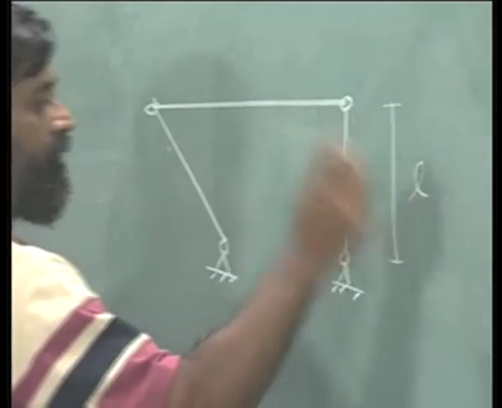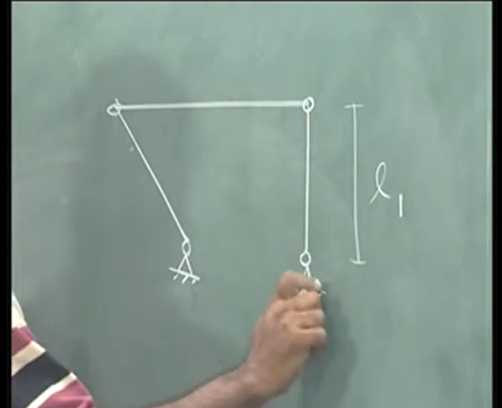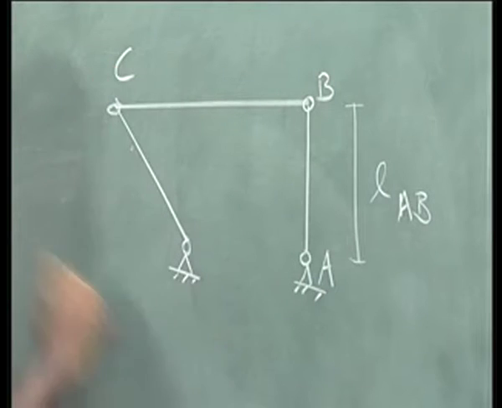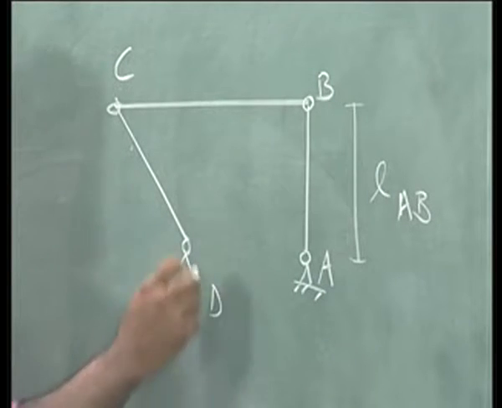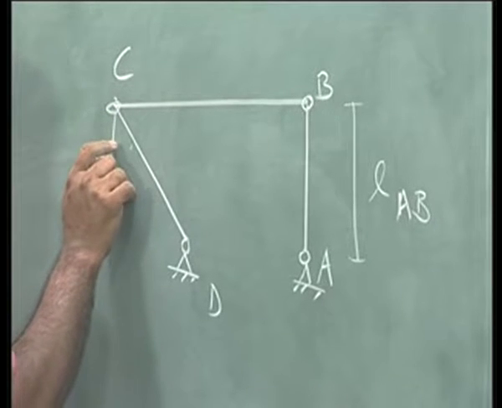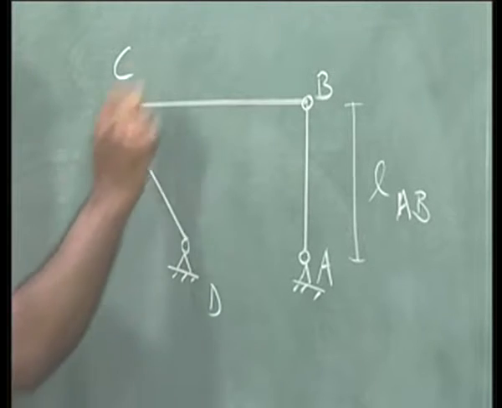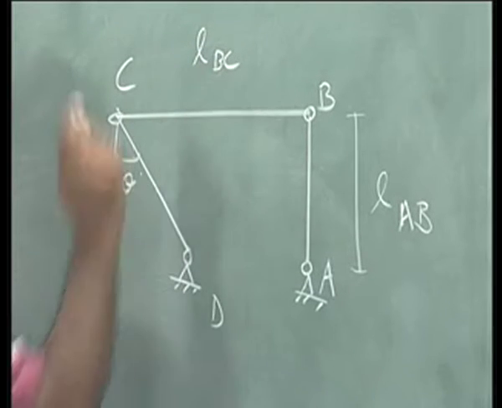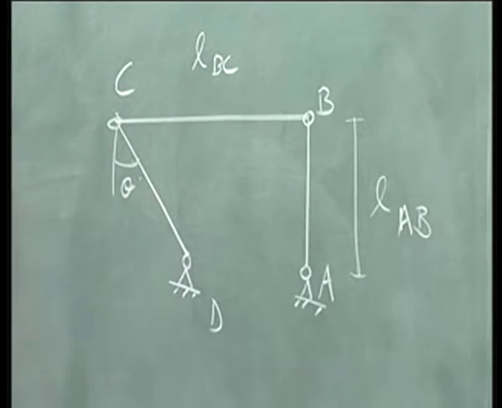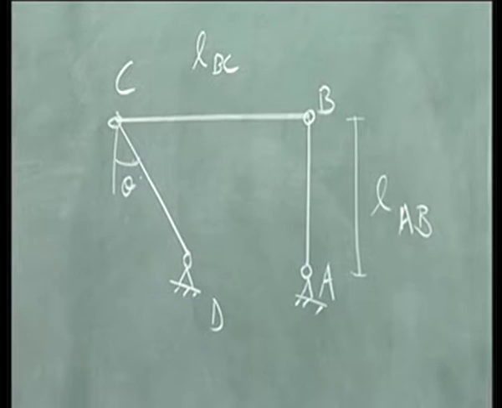The dimensions are given. So, let us say L, this is A. So, L AB is given. This is C, this is D. Let us say the angle is given here. This is L BC. Let us say the angle is given. So, you can find out the total.